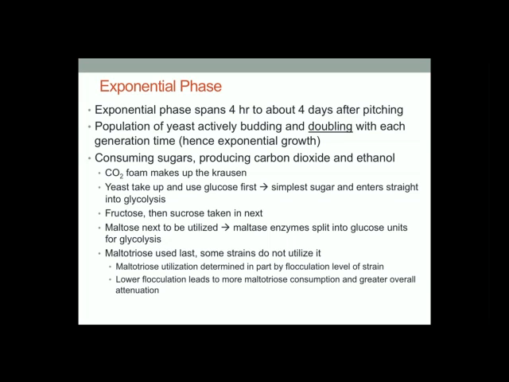And then last to be utilized is maltotriose. And in fact, some strains don't utilize it at all. And partly how well it's utilized is determined by how much flocculation the yeast strain has. Lower flocculating strains will be able to consume the maltotriose more because they stick around dispersed in the fermenting beer longer, and so they'll provide more maltotriose utilization and overall greater amount of attenuation.